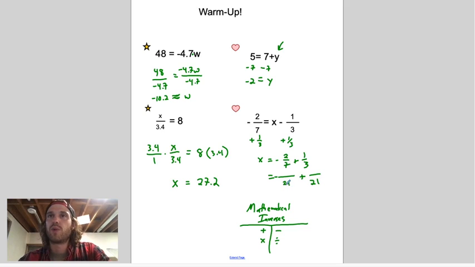7 times 3 is 21, so we're going to multiply the top by 3 to get 6. 3 times 7, so we'll put a 7 there, and this is really -6 plus 7, which means our answer is 1 over 21. Super.